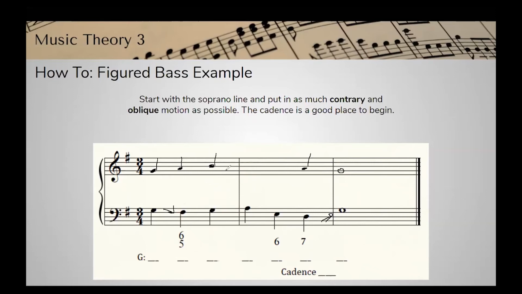Okay, and then here we can put some contrary motion back in, and maybe move down to a, well, you know, actually let's move down to the A. I think that's probably the best choice. Okay, our next note, we can harmonize this E with a third or a sixth.